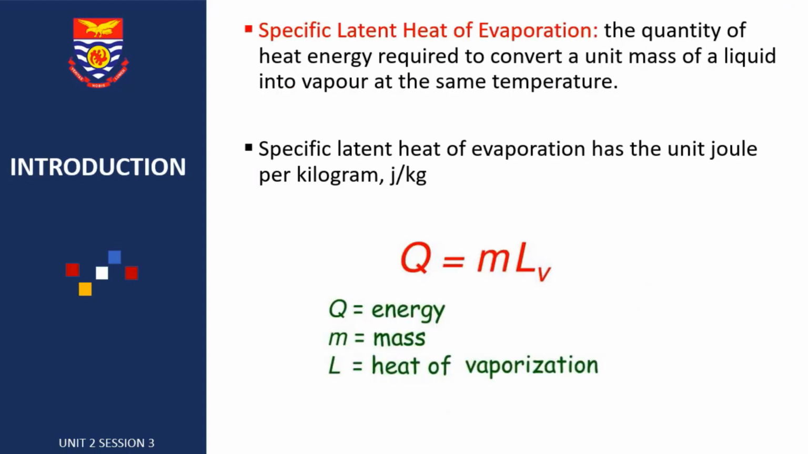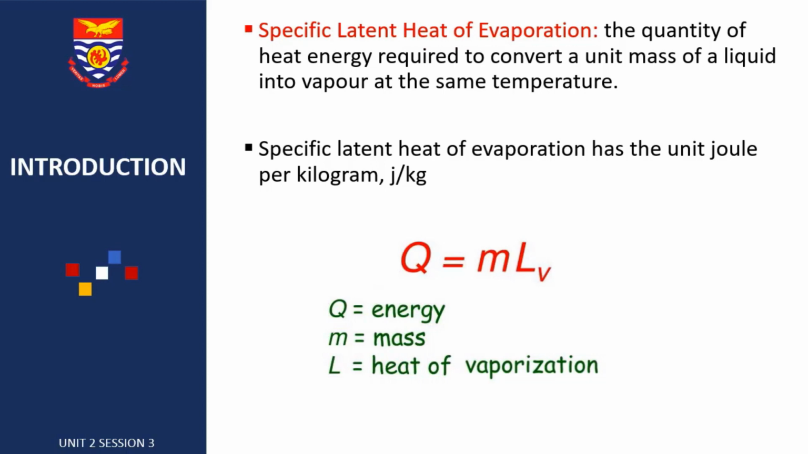Let's look at specific latent heat of evaporation. It's defined as the quantity of heat energy required to convert a unit mass of liquid into vapor at the same temperature. Unlike the specific latent heat of fusion that we did in the previous section, where we convert a unit mass of a solid to a liquid, this time around it is from a liquid to a vapor.